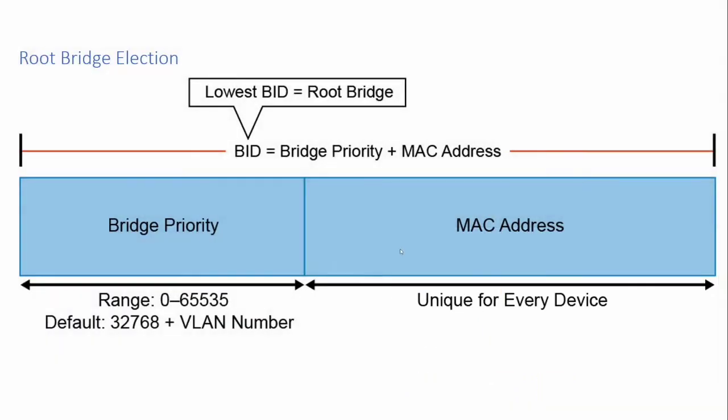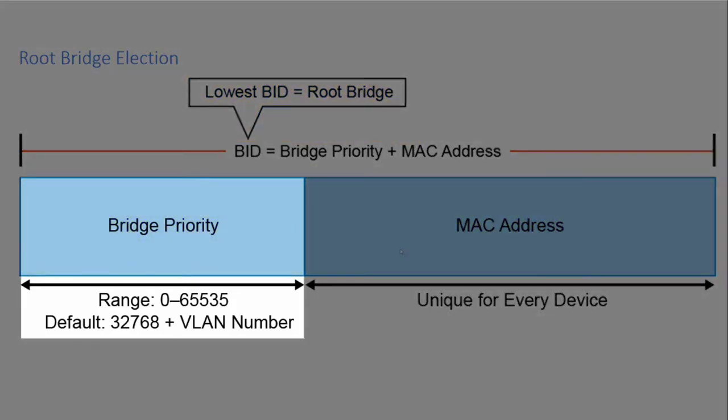Now, how do we elect the root bridge? It is elected based on the lowest bridge ID, and the bridge ID consists of a bridge priority and the MAC address. The bridge priority will be a number that ranges from 0 to 65,535, and when we look at that with a show command, we're actually going to see that bridge priority and the VLAN number added to it.